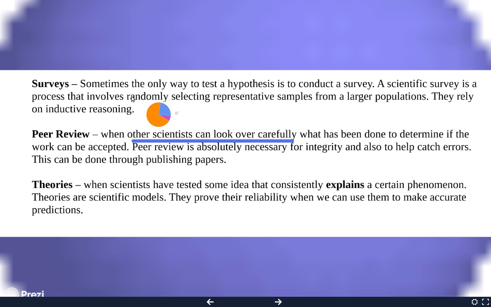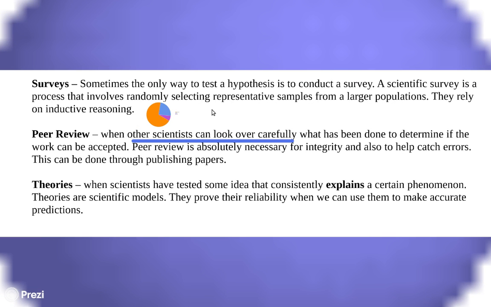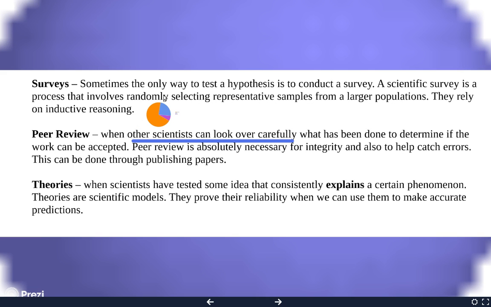Surveys are sometimes the only way to test a hypothesis, is just to conduct a survey. A scientific survey is a process that involves randomly selecting representative samples from a larger population, and they rely on inductive reasoning. So this is just an example of a survey, and they asked some kind of question, and it is a pie chart to represent the results.